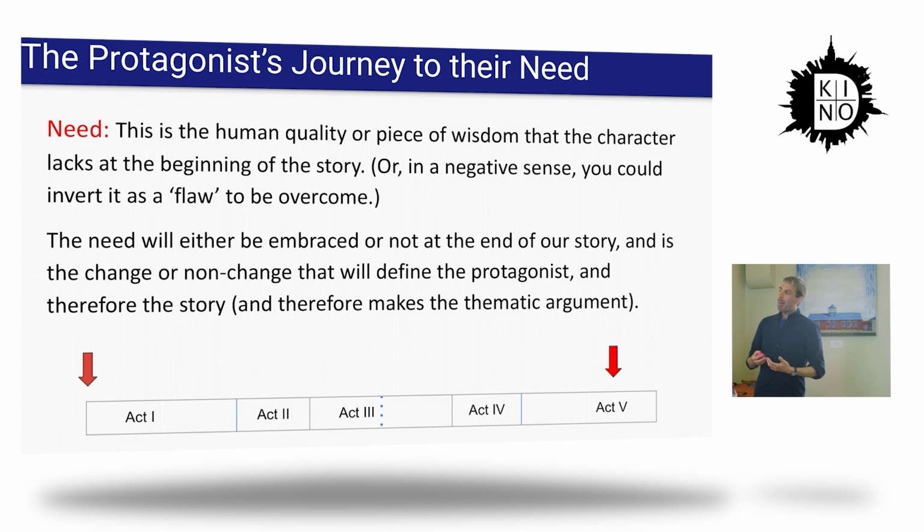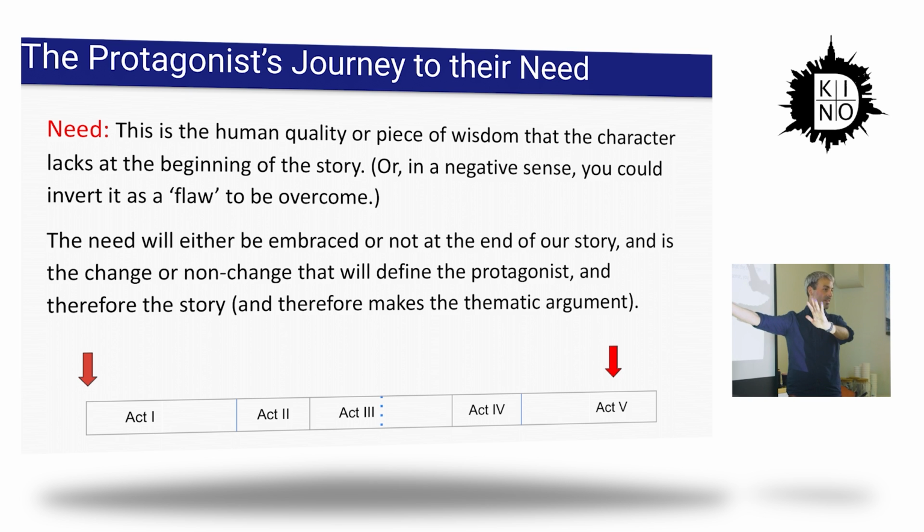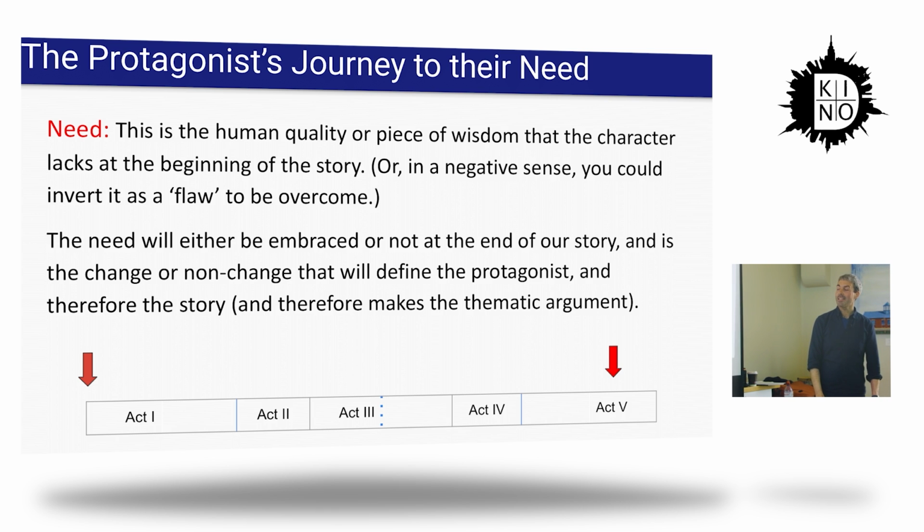Okay, so basically this thematic argument, we can pretty much also call it a need, okay? Because we don't really want to say the character is moving towards their thematic argument. Generally speaking, we can say they're moving towards their need. So their need is the human quality or piece of wisdom that the character lacks at the beginning of the story. Or if you want, you could say they have a flaw. So at the start of the story, they have a flaw and they need to overcome it. It depends if you want to phrase it positively or by inverting a negative. So the need will either be embraced or not at the end of our story.